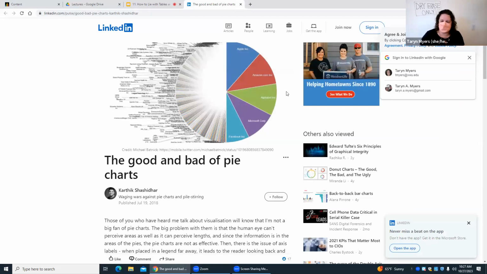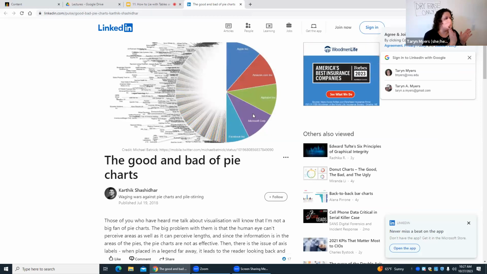So this is a pie chart showing, I believe, the percentage of the market for various tech companies. So you've got Apple, Amazon, Alphabet, which is Google. I don't know if people know that, but the parent company for Google is actually called Alphabet. Microsoft and Facebook, which I guess would be Meta now. And then here's every other company. Yes, this is ridiculous. This is not helpful, right?